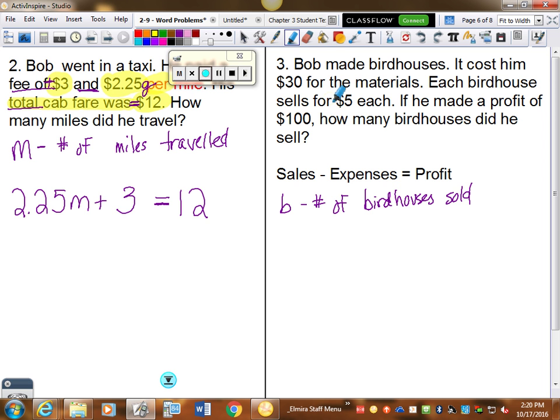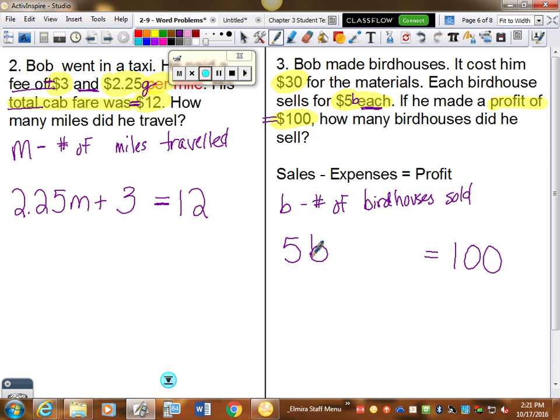Alright, we've got costing $30 and selling $5 each and a profit of $100. Okay, so the result is a profit of $100. So that goes after the equal sign. Okay, he's selling the birdhouses for $5 each. I see the word each, so I'm going to put the B right next to it.